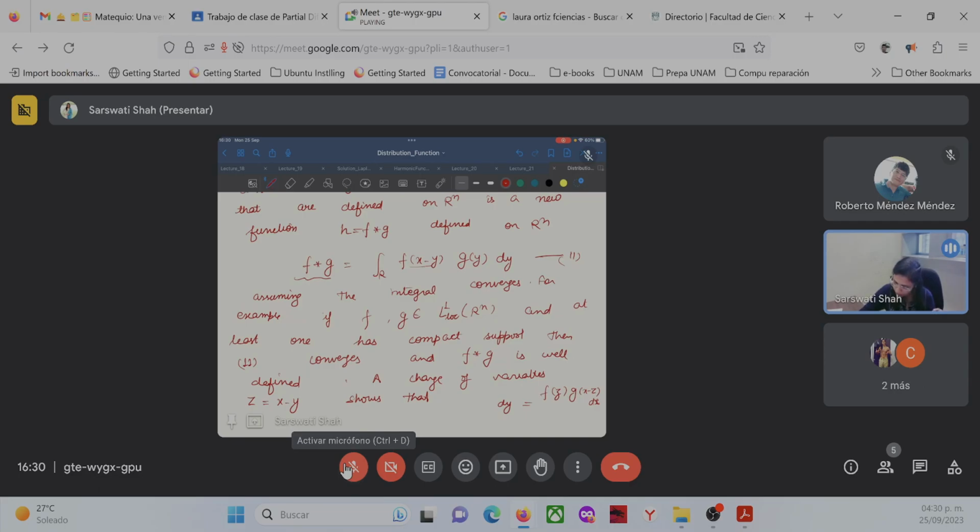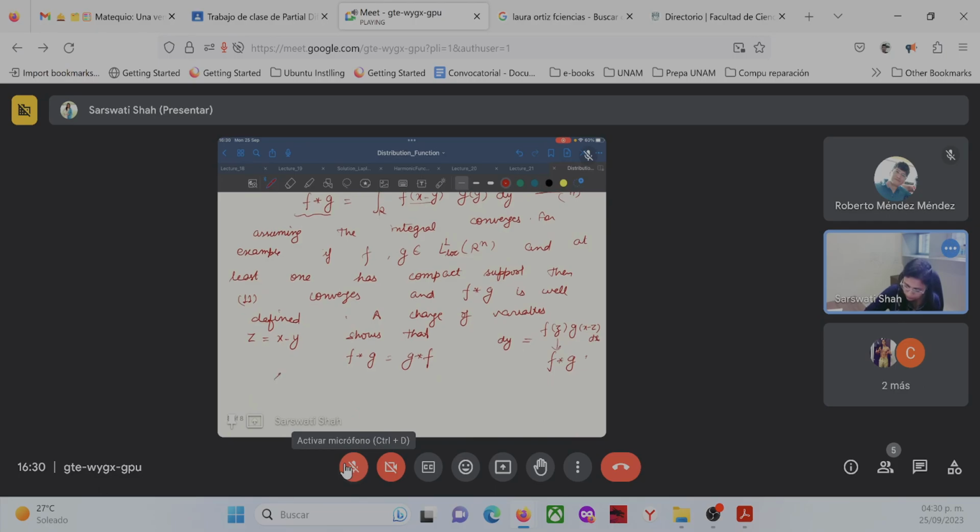Yeah, and in that case we can write f star z equals z star f. So convolution is commutative. So this was the property of the convolution.